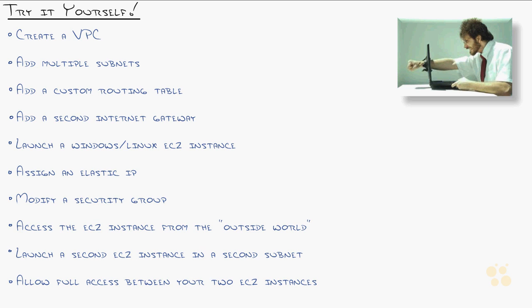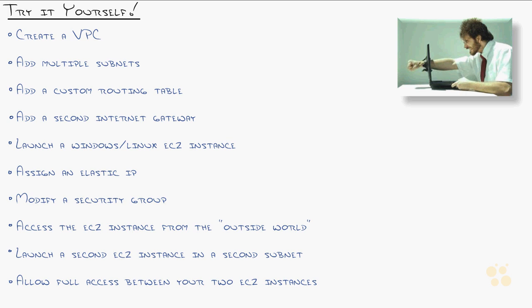Create a VPC, add multiple subnets, custom routing table, add a second internet gateway, launch a Windows or Linux instance. Obviously, I went on a great Ubuntu adventure in this nugget. You don't have to do that. If you're more familiar with Windows and comfortable there, go there. Assign the Elastic IP. And also, can I mention, you won't see any of the Ubuntu stuff on a certification exam. It's more of like, did you get the concepts that all those things tie together? I just added in the Ubuntu stuff because it's just fun. It's real world, and it helps solidify some of those topics that we saw.